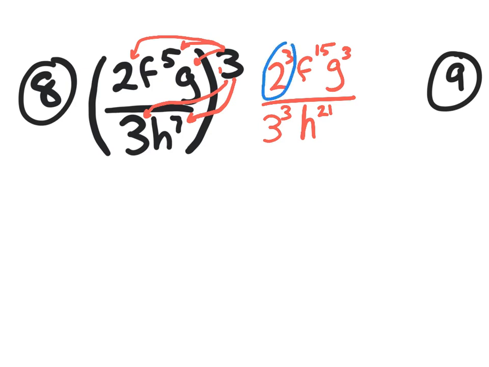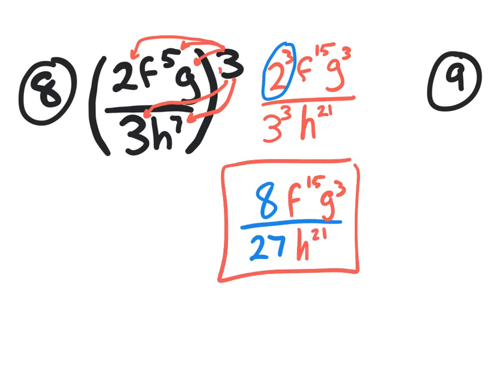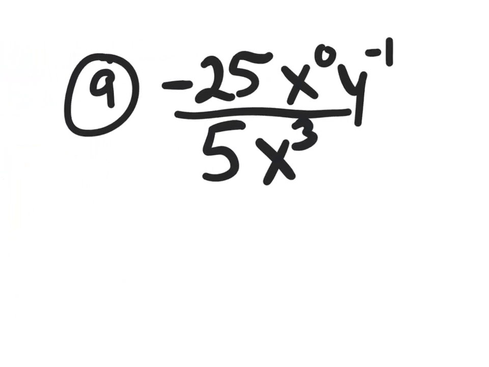There's a 2 to the 3rd, and that's 2 times 2 times 2. So the answer is 8. And there's also a 3 to the 3rd, which is 3 times 3, which is 9 times 3, which is 27. And then after that, could you cancel anything right here? No, they're all different variables. So that's as far as you could go. F to the 15, G to the 3, H to the 21. And that's it. That's your answer. You will have to answer this tomorrow on the test all by yourself. Let's check out number 9 here. Number 9.